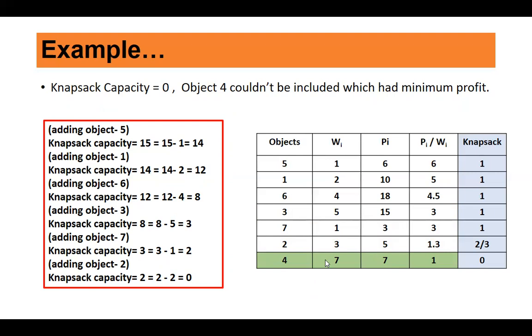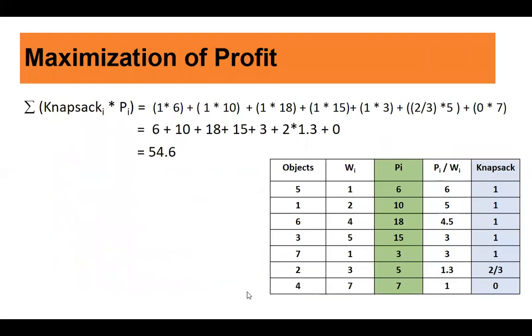Object 4, we cannot include it in our sack, so we just make it 0. These are the objects our sack contains, and it does not contain object 4. Fine. Now, after the sack is full, let us see how much profit we could make. To calculate the profit, we take the summation of the knapsack values times the profit, right? So 1 into 6 plus 1 into 10 plus 1 into 18 plus 1 into 15 plus 1 into 3 plus 2/3 into 5 and 0 into 7. So when you sum them up, you get 54.6.